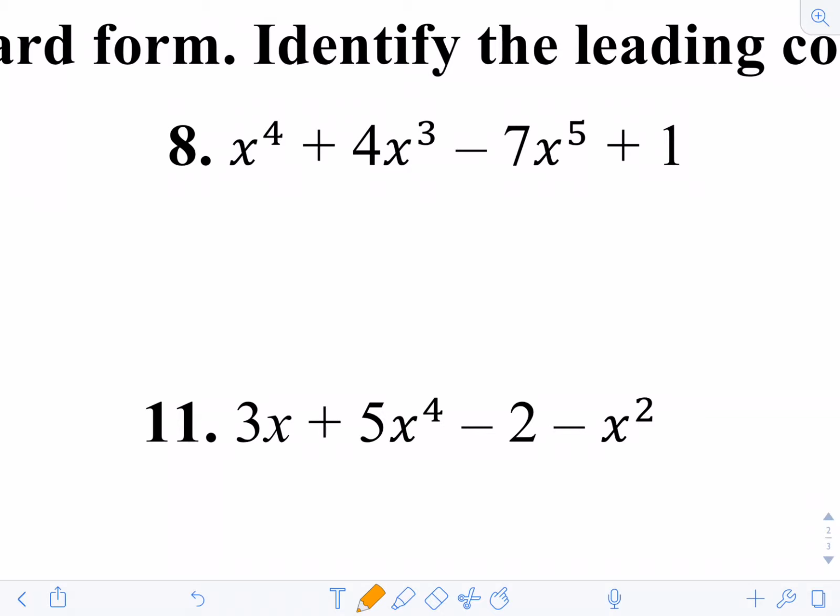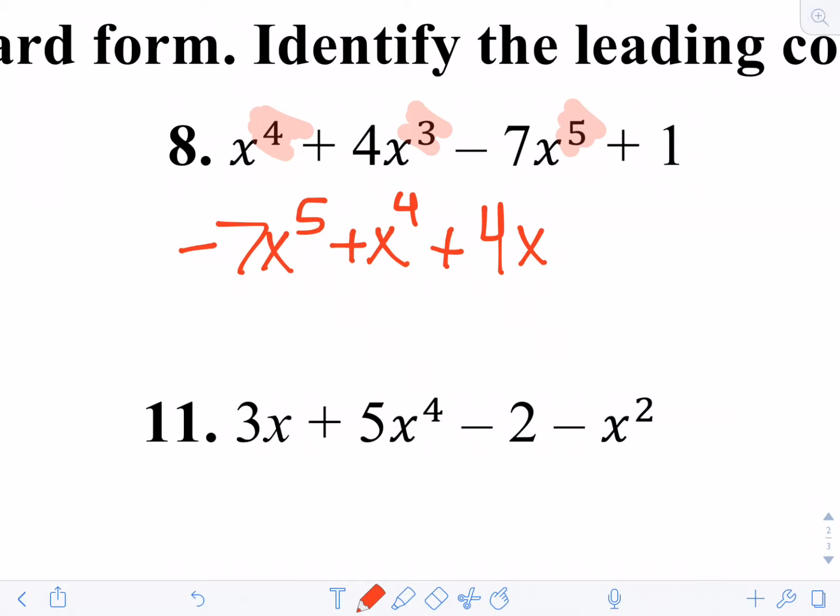So here we go, number 8. So again, you're going to look at your degrees. Okay, so I'm going to write this. The highest degree I have is a 5, so negative 7x to the 5th. Then I have a 4, so plus x to the 4th. Then I have the 3, so plus 4x to the 3rd power. And then you just have this lovely 1 hanging out in the back. Then it wants your leading coefficient. That's the number in front of the highest degree. So that's my negative 7, so my leading coefficient is negative 7.